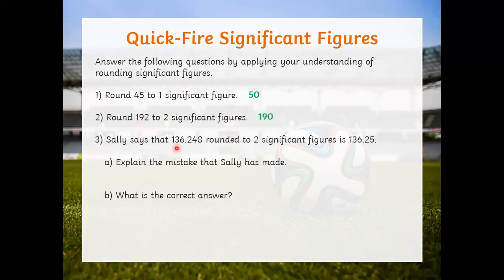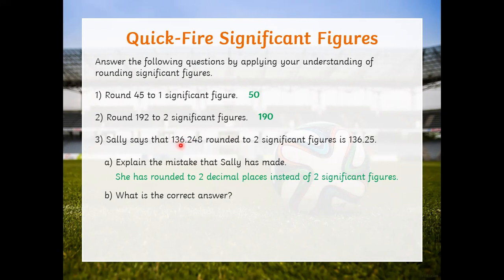Sally says that 136.248 rounded to two significant figures is 136.25. Explain the mistake Sally has made and what is the correct answer. So she has rounded to two decimal places instead of two significant figures. So remember, the significant figures are always the larger numbers. So we want two significant figures.